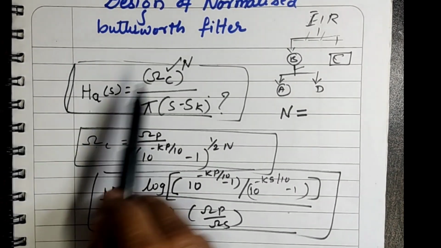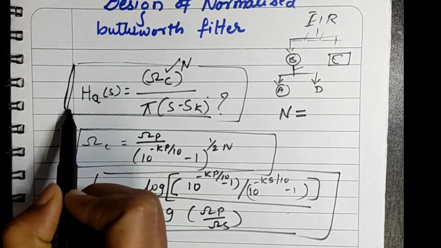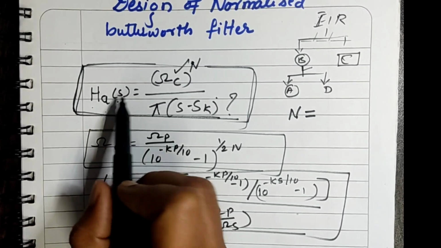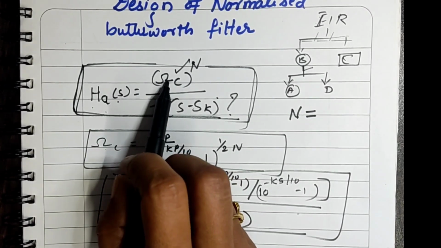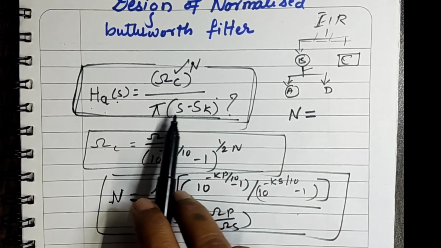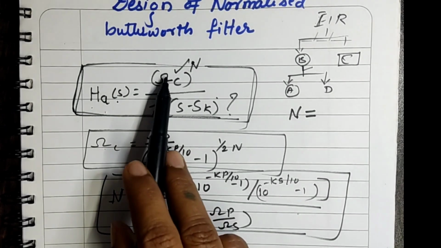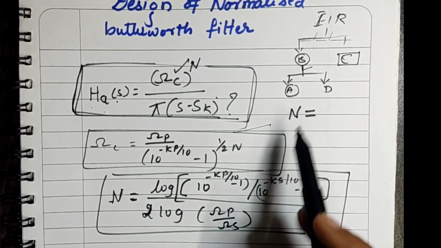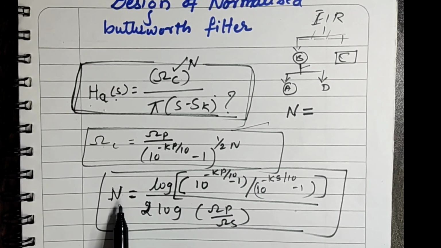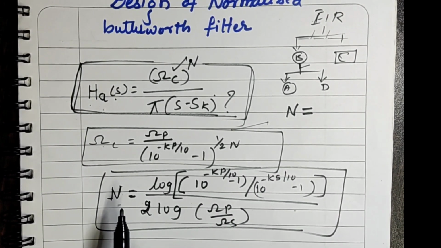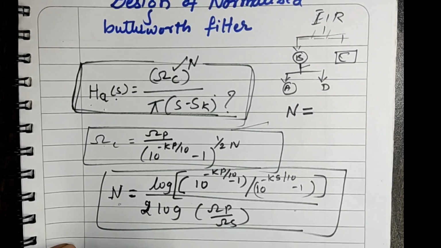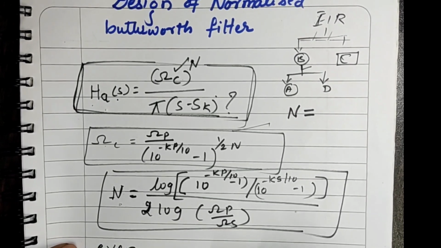Ultimately, we have to express the design in the form of HA(s), the analog filter. HA(s) is equal to Ωc raised to n divided by the product of (s minus sk). In that, Ωc can be calculated using this formula, and n, the order of the filter, can be calculated using this one. Once you calculate the order, it may be even or it may be odd.